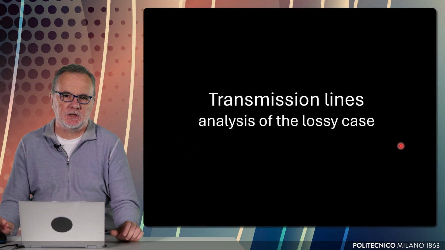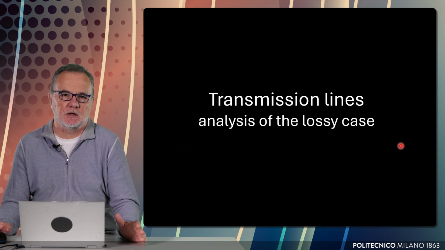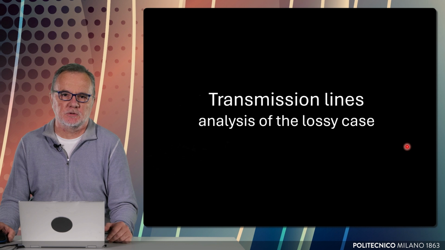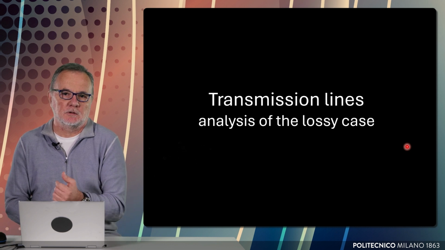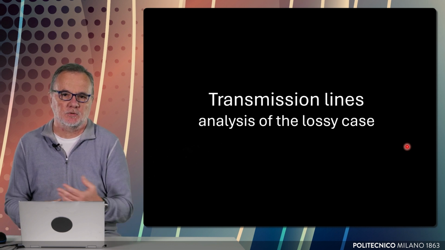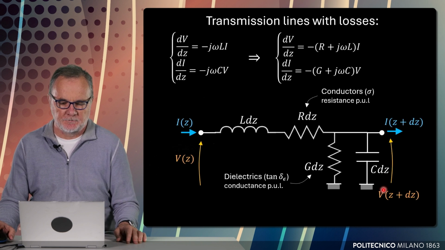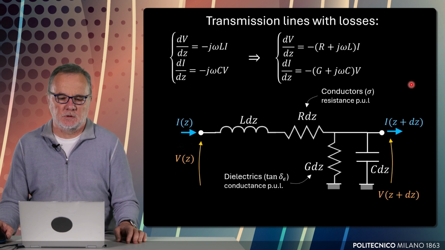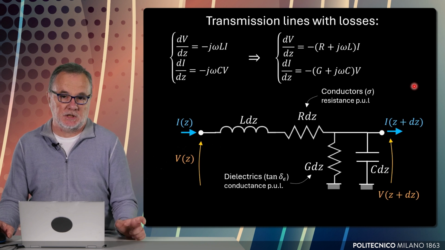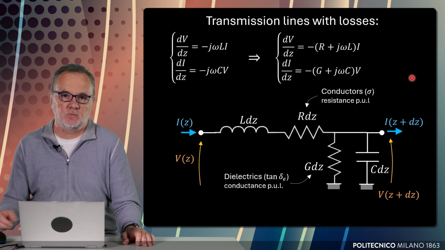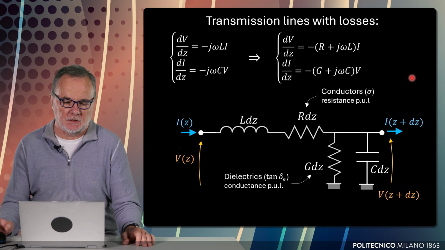Today we discuss again transmission lines in the frequency domain, and our discussion includes the case in which there are losses in the transmission line. Losses are due to different contributions. There are contributions due to finite conductivity conductors and also to lossy dielectrics, materials that are not ideal. So let's see how the equivalent circuit of a short section of transmission line of length dz is modified to account for the presence of losses in the line.